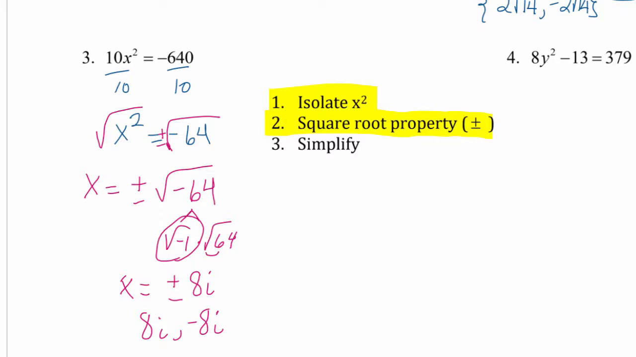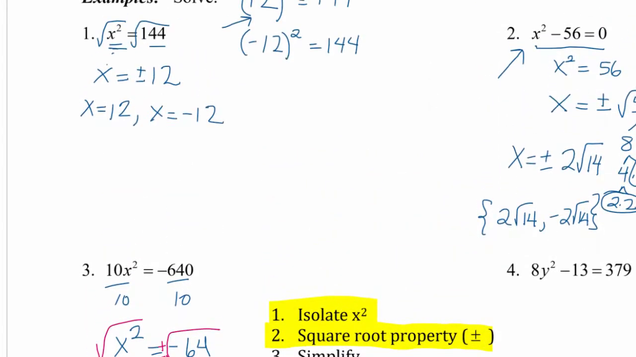Matter of fact, did you notice that we're getting some different kinds of solutions with these quadratics? In equation number 1, we got those beautiful integers, 12 and negative 12. And so I'm just going to remind you that those are rational numbers, numbers that can be written as fractions, such as 12 over 1 and negative 12 over 1.